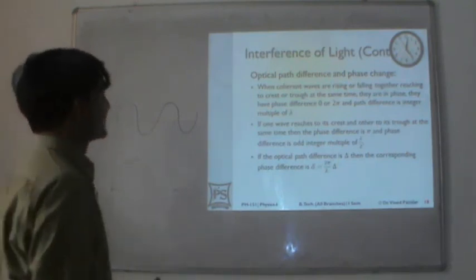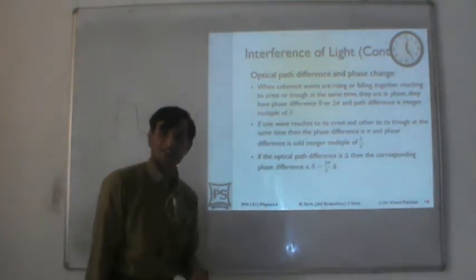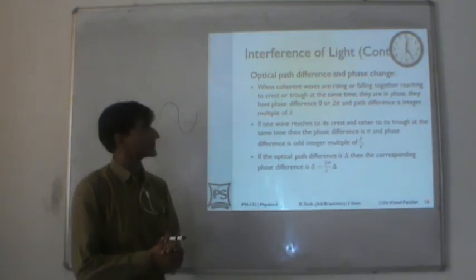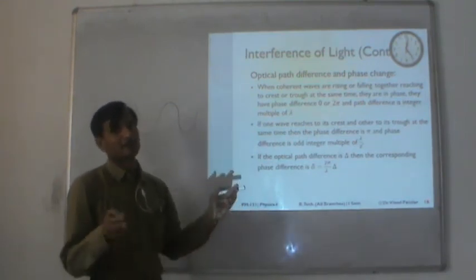In the next class, I will start with the optical path difference, phase change, and then lead to the discussion of interference of light and other related topics.